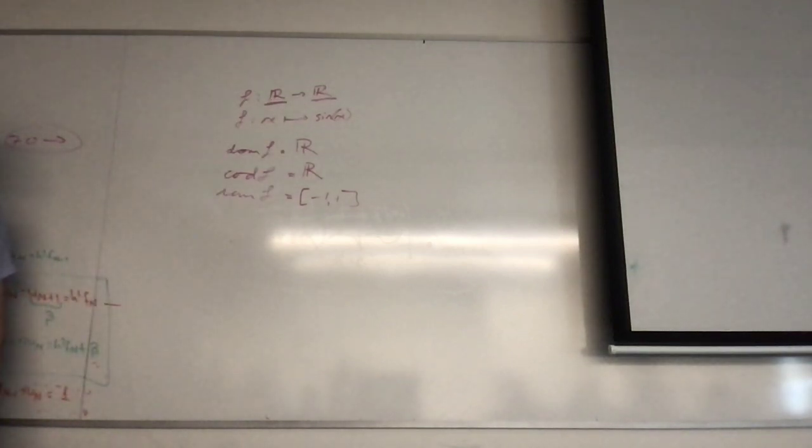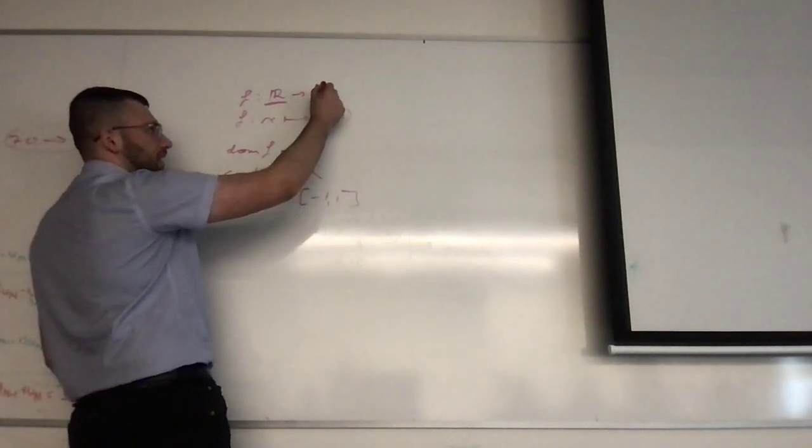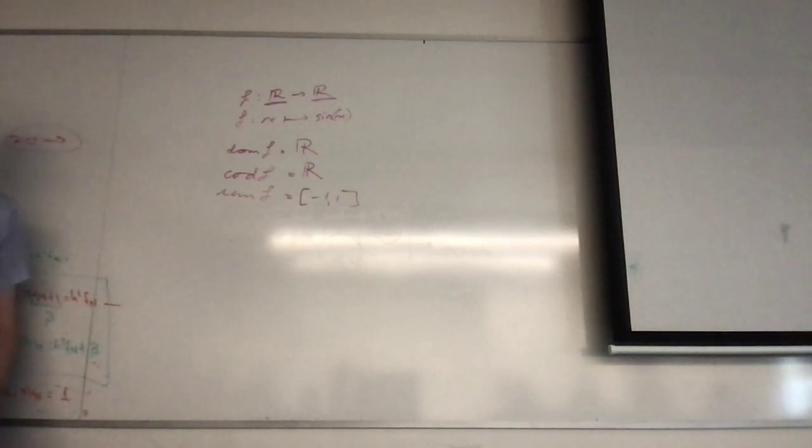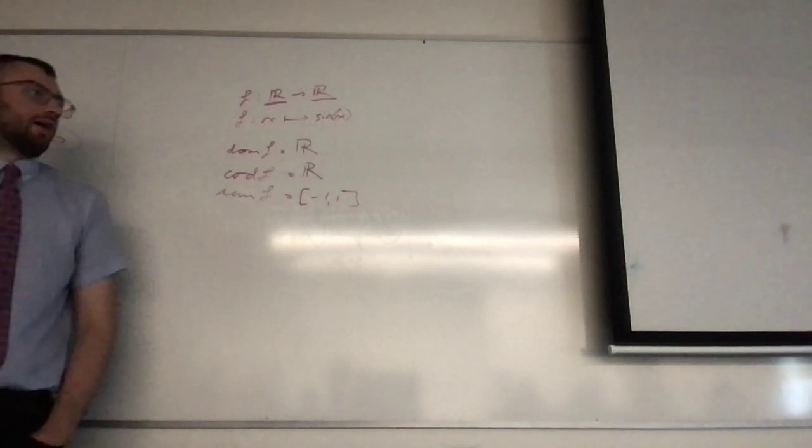Now, maybe you're asking, why didn't we just put -1 to +1 here, and then that would be our range and our codomain? I mean, you could, is I guess the long and the short of it.